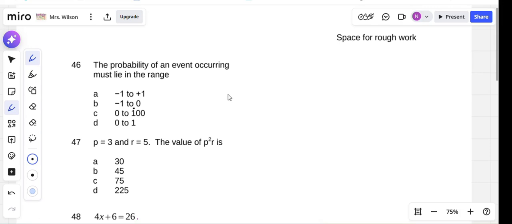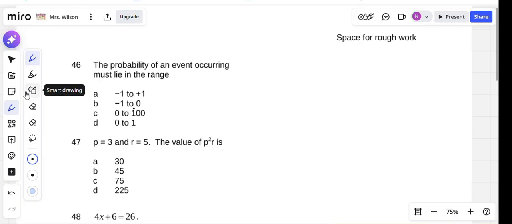Hi everyone. So in this video, we are going to look at a City and Guilds sample paper, stage 3, questions 46 to 49. Now the first question says, the probability of an event occurring must lie in the range, and we're given the options -1 to +1, -1 to 0, 0 to 100, or 0 to 1.